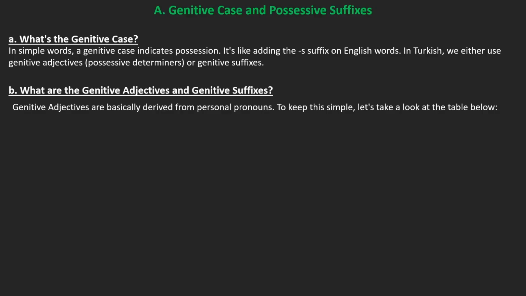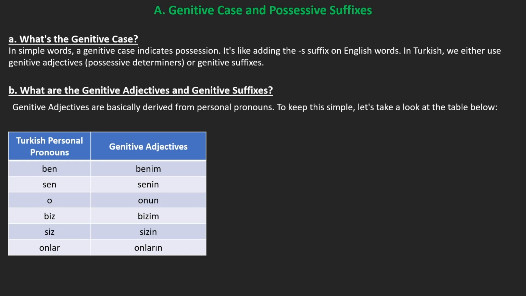In Turkish, the change also happens with suffixes. Just so you can see it here. Ben, I, sen, you, o, he, she, it. We only have o. Biz, we, siz, you, like plural you or formal you, onlar, they. And when you use them like my, your, her, our, your, their. This is how we use these changes.